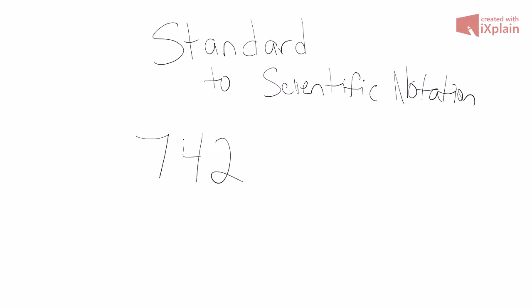So I'm looking for the first number that's not 0. So what's the first number that's not 0? Well, that would be 7. So that's where I want my decimal to go. It was originally right here. So I'm going to use red to kind of show you where the decimal went to. Okay. Now we're going to put a box around the numbers that are between the decimals.